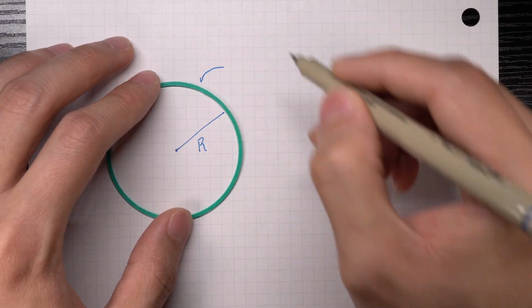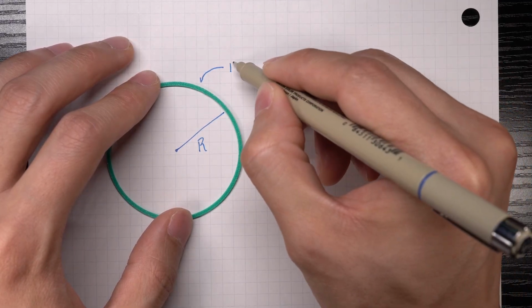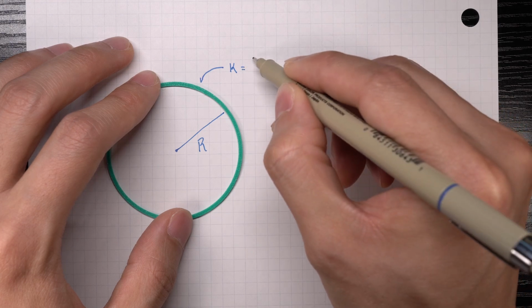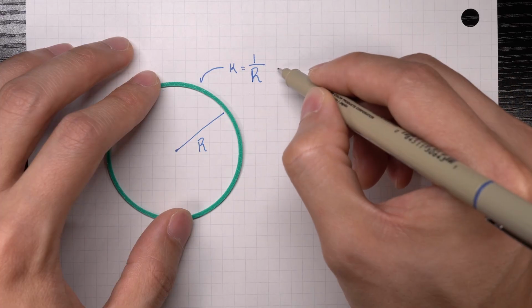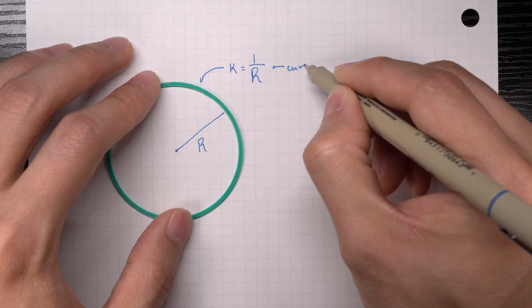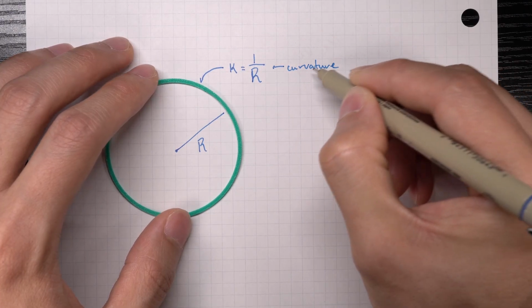So say this circle has radius capital R here, then the curvature, which I'll denote with the Greek letter kappa, we're just going to define as 1 over R, 1 over its radius, right? So exactly inversely proportional to its size.